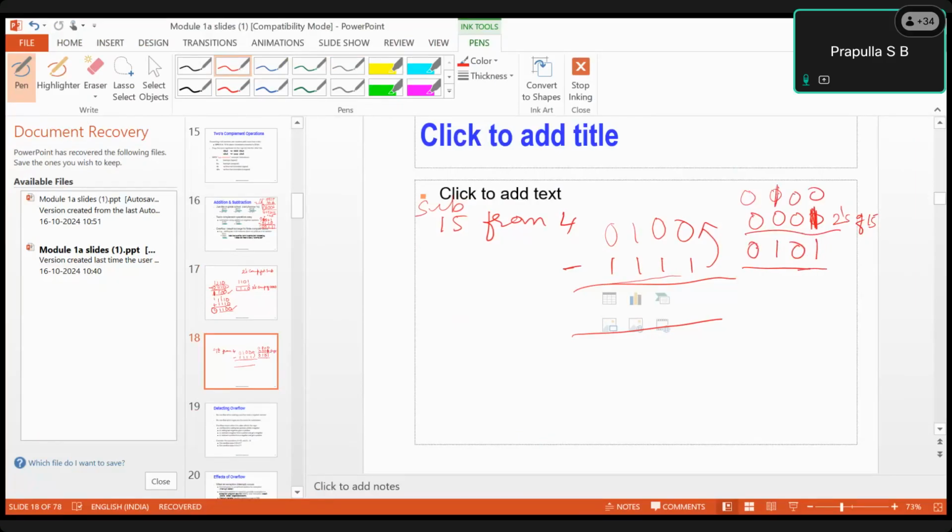So what is this actually? I should have got, see, 15, I'm sorry, 4 minus 15 should be minus 11. Correct? But here it is showing 0101.